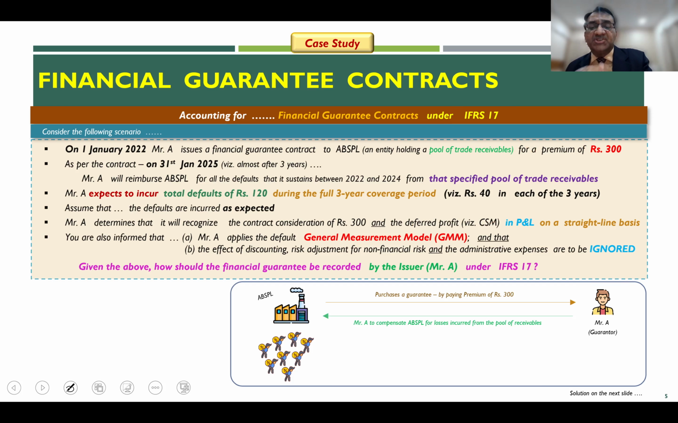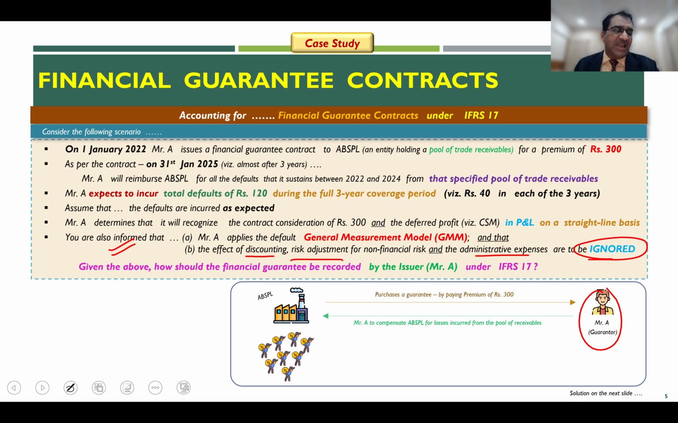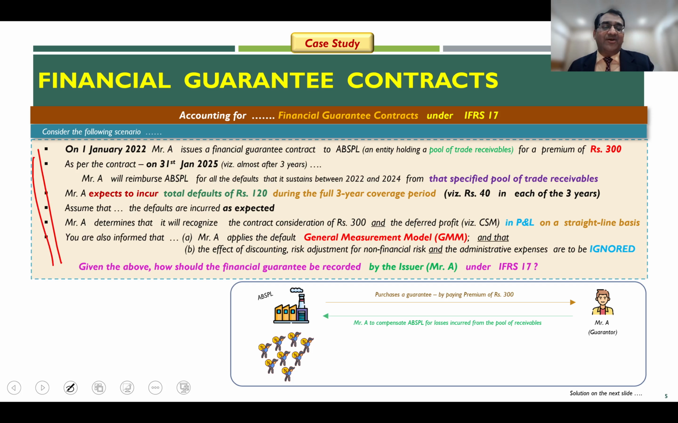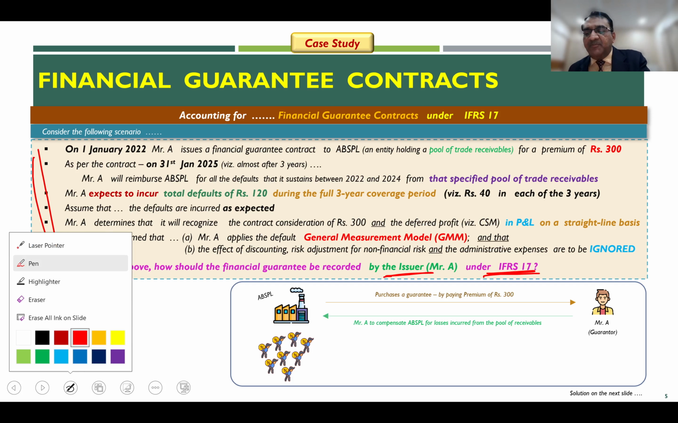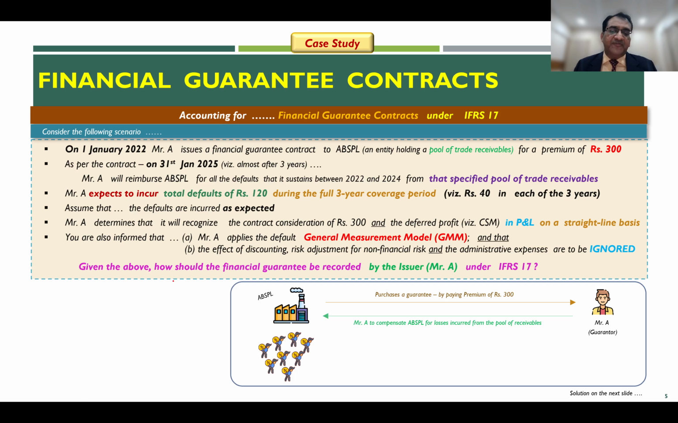But the GMM model is something which is being applied by the guarantor A, and the effect of discounting is also given. The effect of discounting, risk adjustment for non-financial risk, and the admin expenses are to be ignored. I'll explain to you when we briefly look at what the GMM model is all about. Now, given this fact pattern, the question is that if Mr. A were to account this financial guarantee contract under IFRS 17 or 117, how it will be recorded by the issuer, Mr. A. Now, I will briefly just touch upon the GMM model by way of a chart.